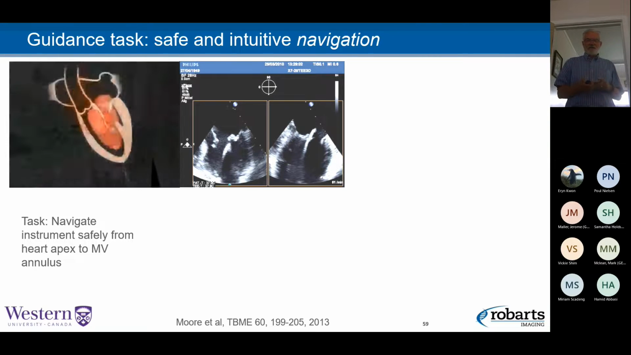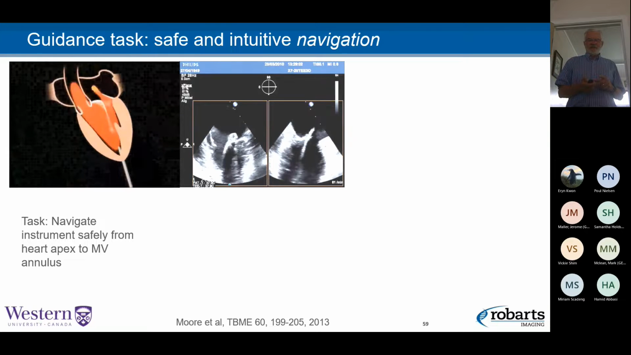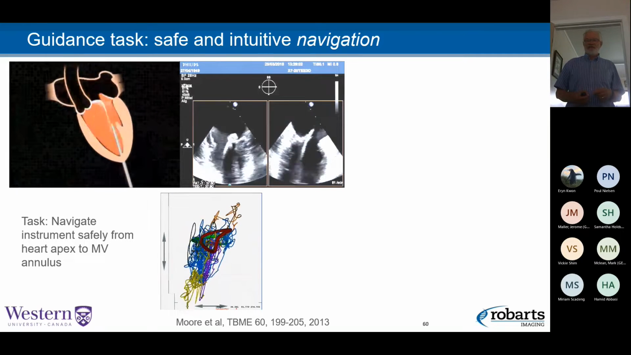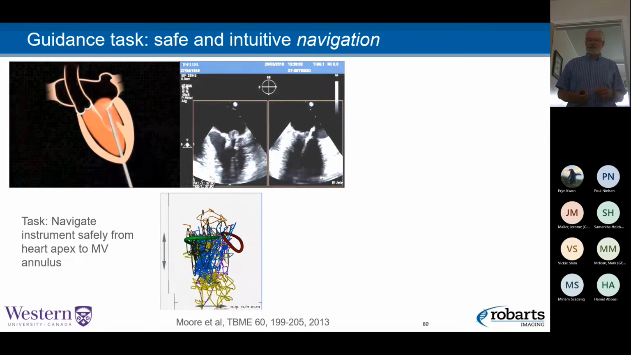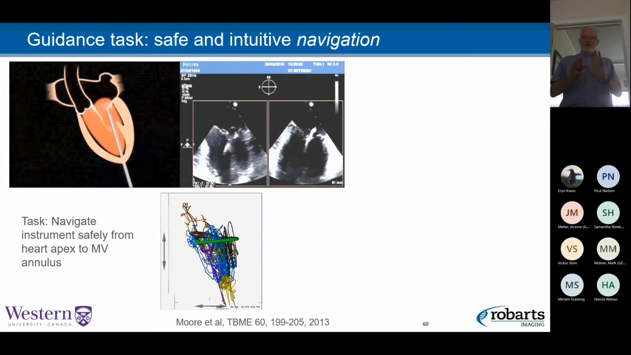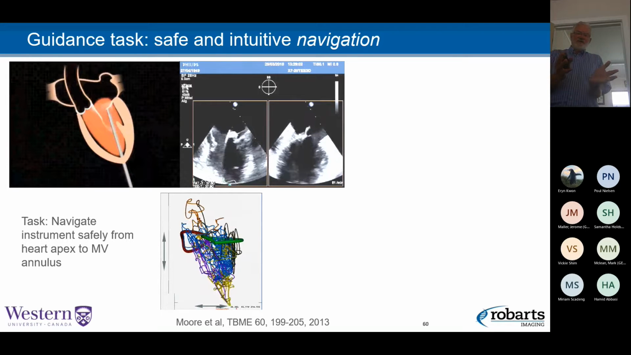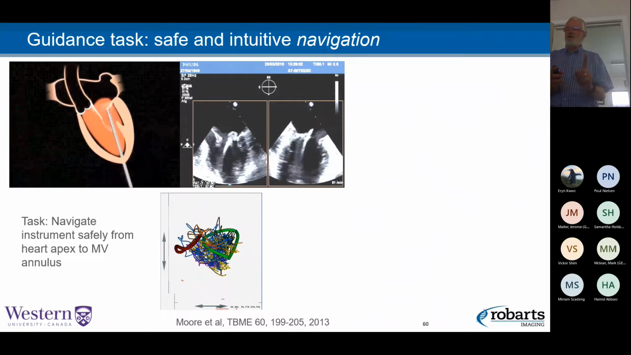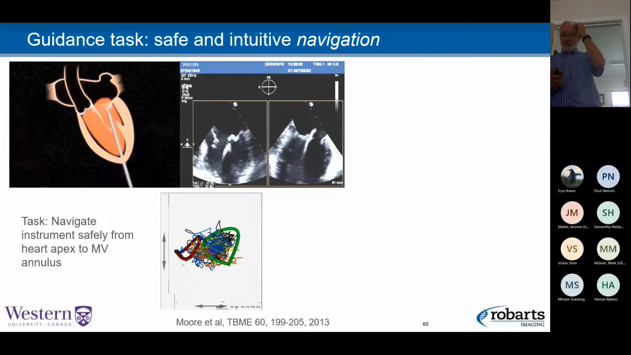But when we analyzed all of these trajectories, we got something that looked like this. A real mess of spaghetti. The only thing that tells you is basically what the shape of the left ventricle is. You can see in some cases they actually went up through the wrong annulus, went up through the aortic annulus as well.